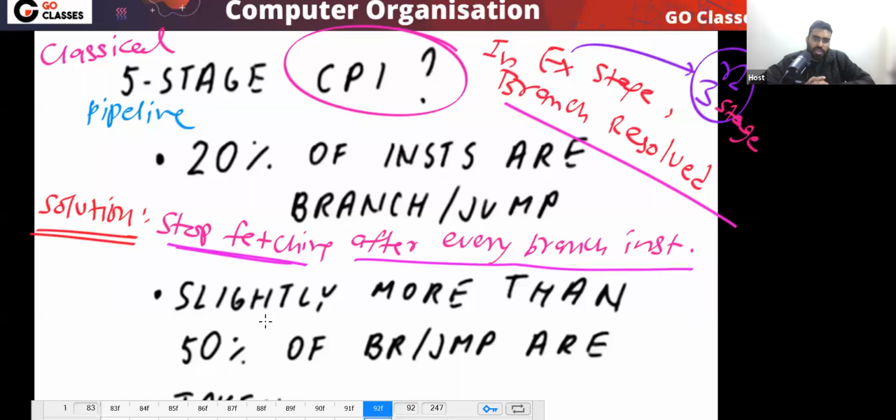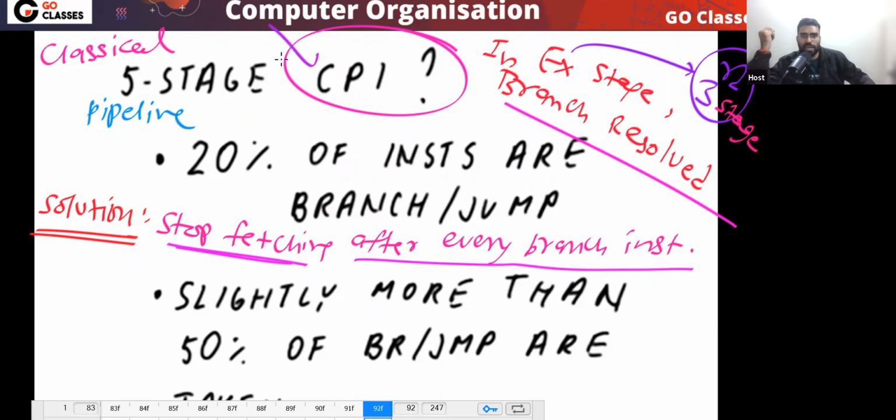As soon as you see a branch in the IF stage, you can implement this solution: stop fetching after every branch instruction. After every branch instruction you stop fetching, not after every instruction. Addition instruction, subtraction instruction, after those you don't stop fetching. If you want to implement this solution, what do you need? Some extra functionality, some extra hardware in the IF stage. Okay, this is your solution.